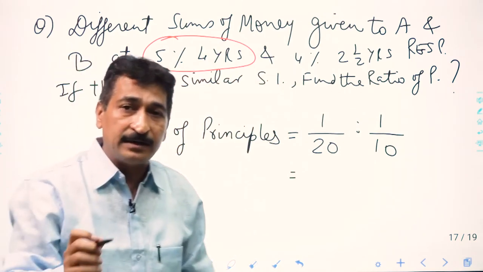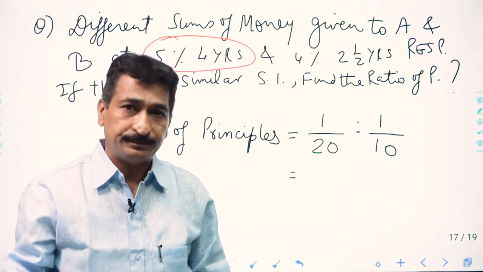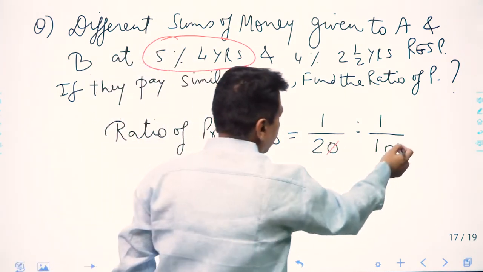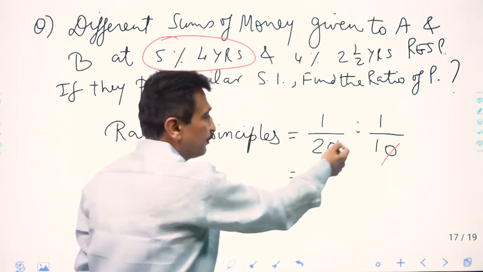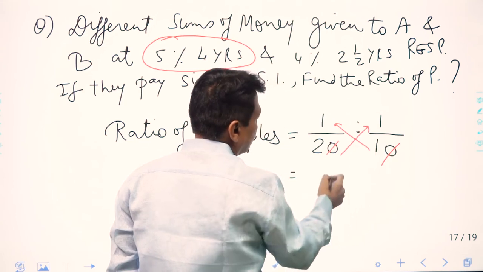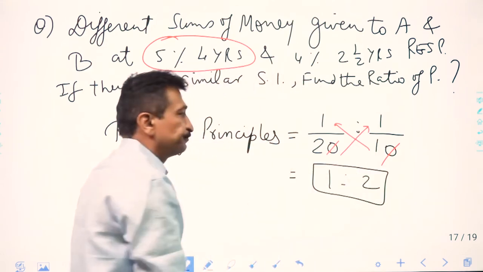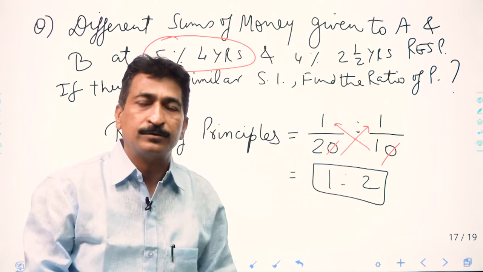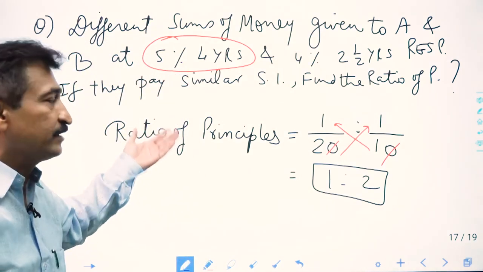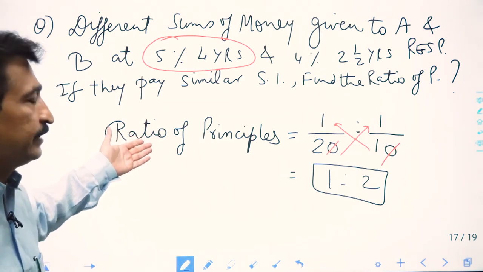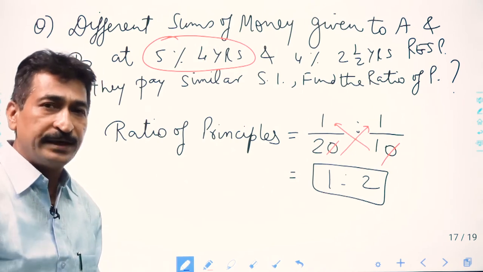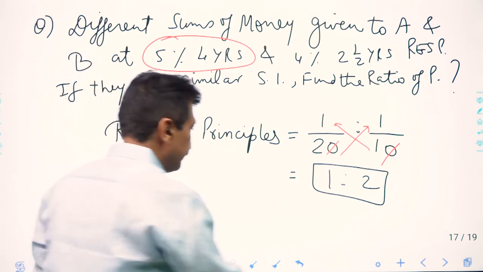You can always cut figures in ratio. Whenever there are figures in ratio, you can always cut them. So, 0 and 0 get cut down and I get 1 upon 2 is to 1 upon 1, then you cross multiply it. So, the answer is 1 is to 2. This is how ratio of principals is calculated. Please copy it down, please do the question with me. This is how you calculate the ratio of principals if the same interest is being paid. Let us move forward.